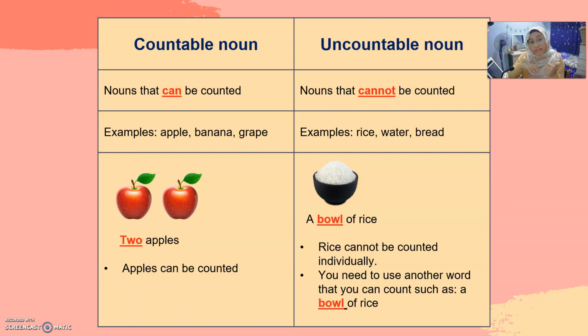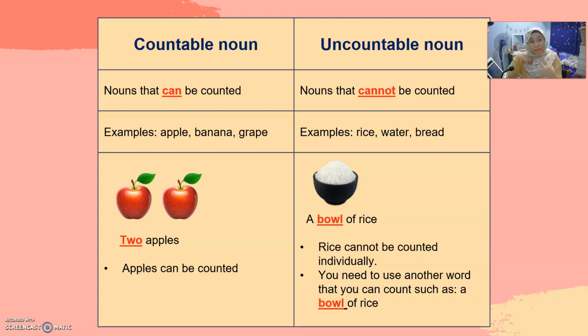Uncountable nouns are rice, water, and bread, amongst other things. So for rice, you cannot count every single grain. The same goes for water and the same goes for bread. Rice cannot be counted individually, one by one. That will take a long time, so that's why it's labeled as uncountable nouns. If you want to count rice, you have to use another word that you can count, such as a bowl of rice.